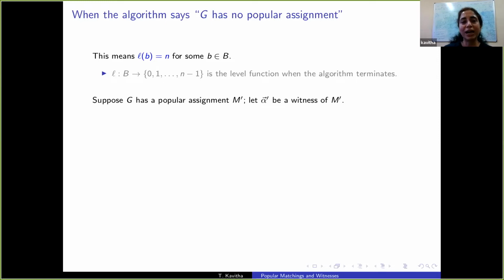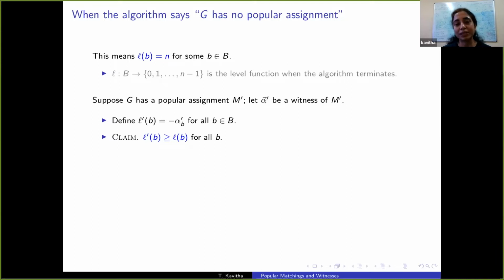Now suppose G indeed had a popular assignment M prime. Let alpha prime be a witness of M prime. Let's look at the corresponding level function L prime, which is just minus alpha prime of B. We claim that for any popular assignment M prime and any witness alpha prime of M prime, the level of object B as per the level function L constructed by the algorithm is a lower bound of L prime B. So the claim is L prime B is at least L of B.